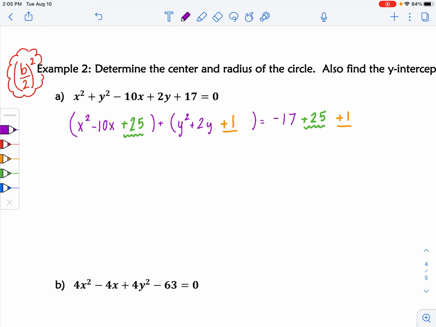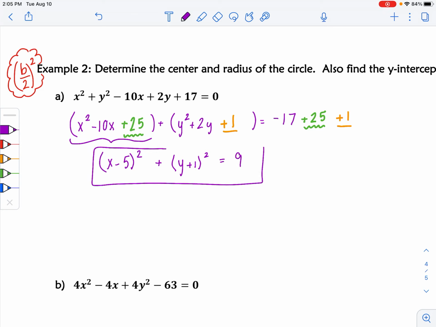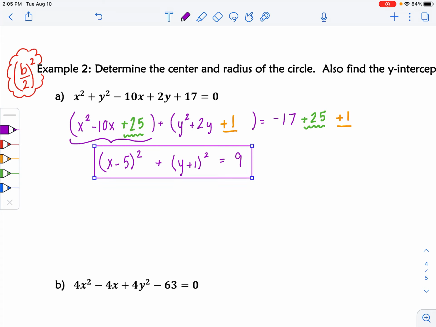You know you did it right if the x's can be turned into a term squared, a binomial squared. Well, it can. X minus 5 squared is equivalent here. Your y's can be turned into y plus 1 squared. If you simplify that right side, negative 17 plus 25 plus 1, you get 9. And there's my standard form.